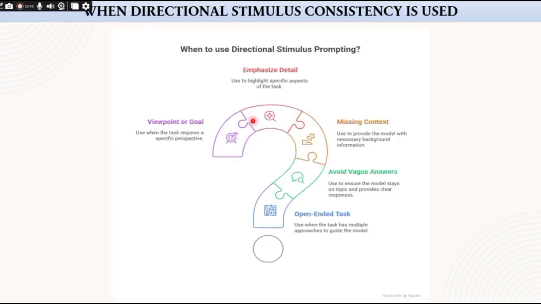So use this technique when the task is open-ended or can be approached in many ways. You want to avoid vague or off-topic answers. When the model is missing the intended context, you can use this technique. When you need the model to emphasize a specific factor or detail, and also when you need a question that depends on a certain viewpoint or a goal, at that time you can use this directional stimulus prompting technique.